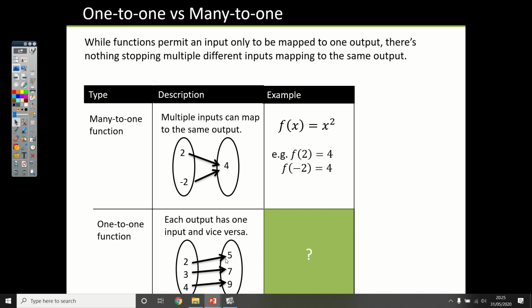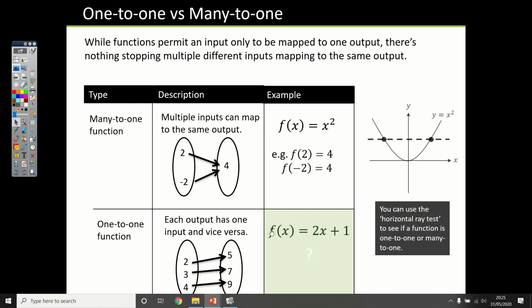It means that different inputs have different outputs. There is no converging on the same output for different inputs. An example: any linear graph will be one-to-one, because of the horizontal ray test. The horizontal test tests for many-to-one. If the horizontal line hits twice, then you've got distinct inputs for the same output.